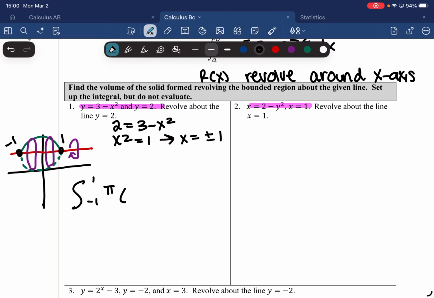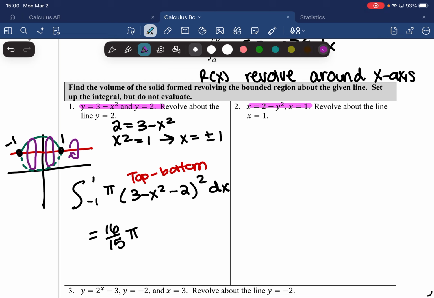Okay, so that is 3 minus x squared, the top function, minus 2, the bottom function, squared dx. So again, this is top minus bottom. And remember, when we're dealing with the other way, it's going to be right minus left. Okay, so if you want to practice integrating, what you should get is 16 over 15 pi as your answer.